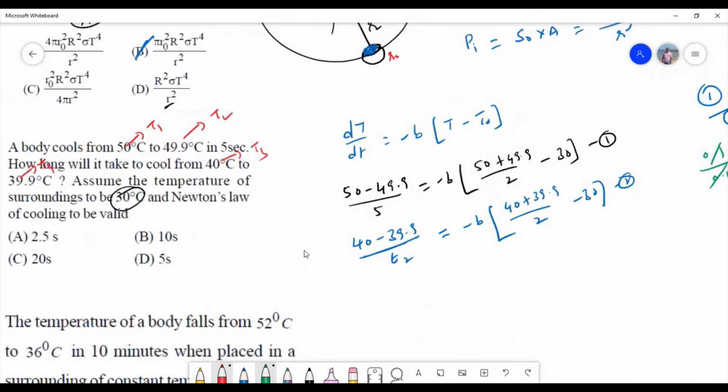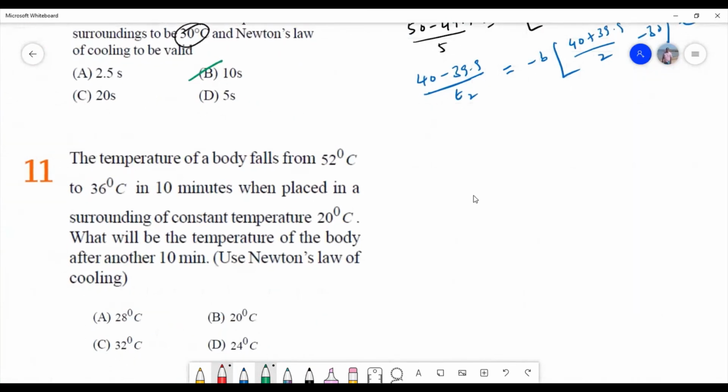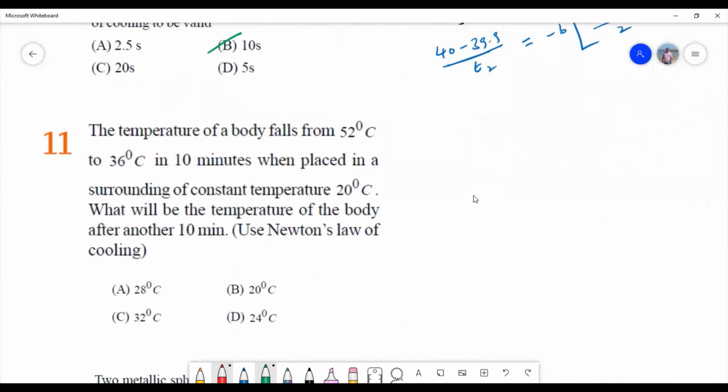So it is a direct formula based on Newton's law of cooling. So option number B is the answer. This is again Newton's law of cooling only. Here they are saying the temperature falls from 52 to 36 in 10 minutes. The surrounding temperature is given. What will be the temperature of the body after another 10 minutes?